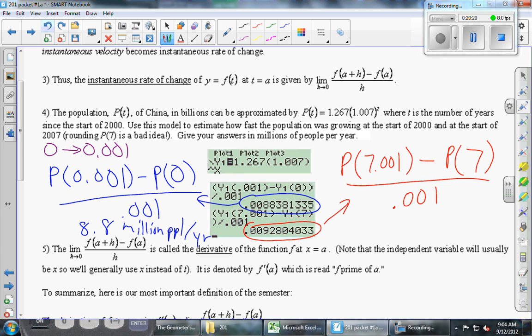At the start of the year 2000, China's population was growing at 8.8 million people per year. Does that mean that if we just wait until the start of 2001, we will have 8.8 million more people in China? No, this is an instantaneous rate of change.